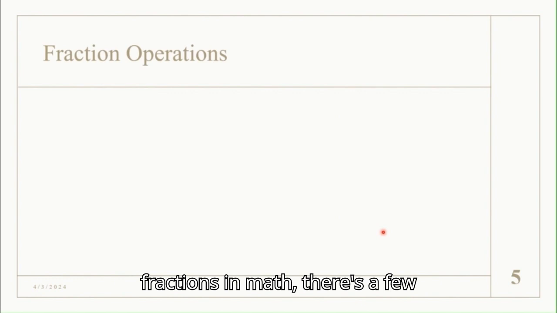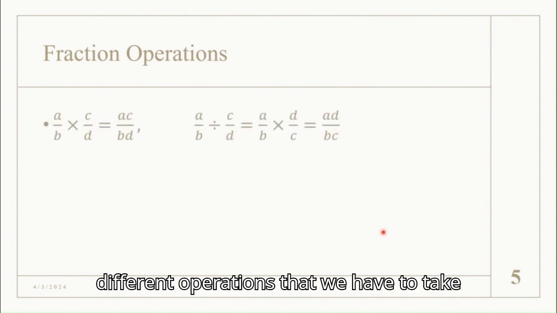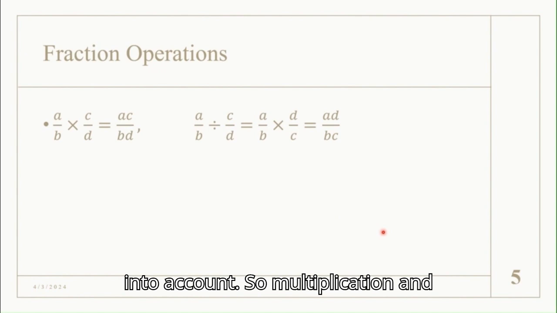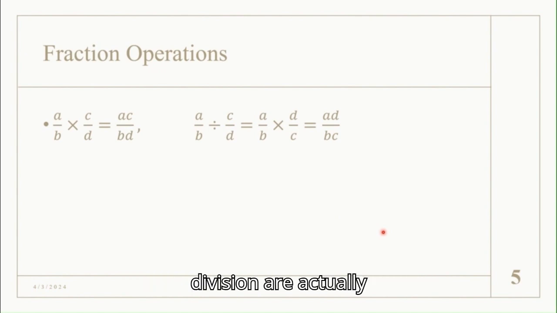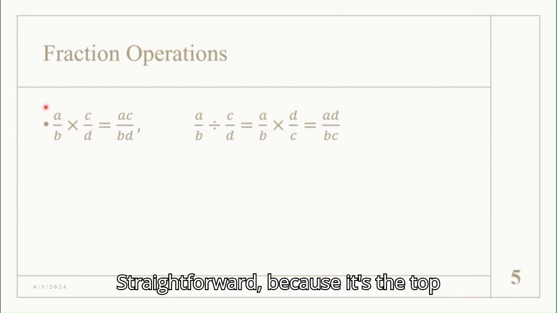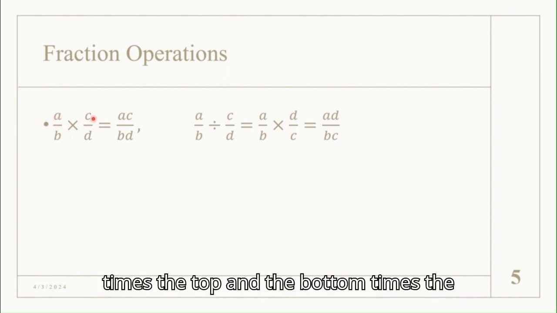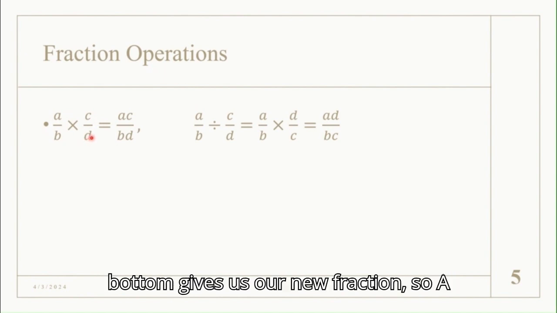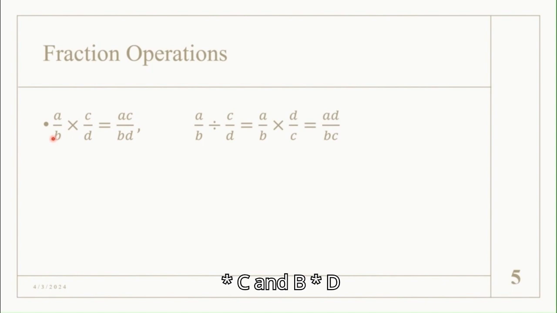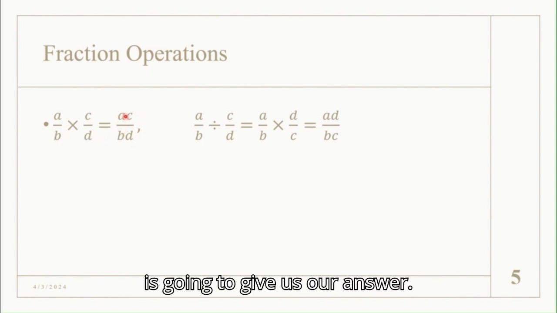And so when we're using fractions in math, there's a few different operations that we have to take into account. So multiplication and division are actually counterintuitively the most straightforward when working with fractions. When we're multiplying, it's straightforward because it's the top times the top, and the bottom times the bottom gives us our new fraction. So A times C and B times D is going to give us our answer.